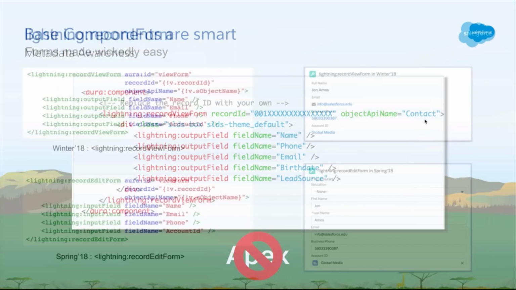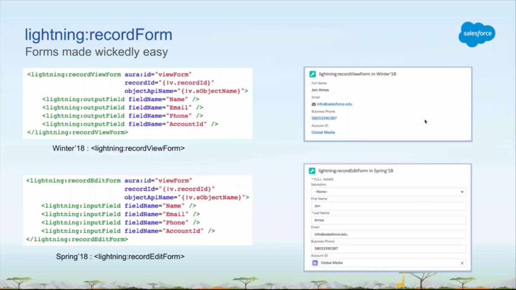Now, what does it look like? It looks like this. So there's two. There's Lightning Record View Form. We released that in winter last year, so winter 18. And then there's Lightning Record Edit Form, both of which are doing exactly as their names imply. They are creating or rendering forms for you. One is a view-only form, and one is an editable form, right?